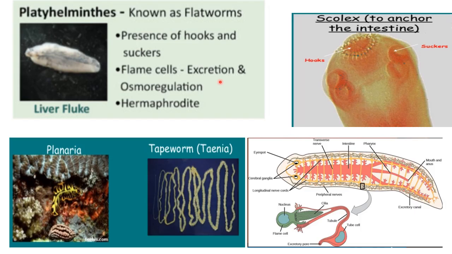They have flame cells for excretion and osmoregulation, which I am showing here. In this part is a flame cell, which helps in excretion. And they are hermaphrodite, that is, both the sexes, male and female, are present in the same organism. They reproduce directly or produce certain larval stages, so development may be direct or indirect.